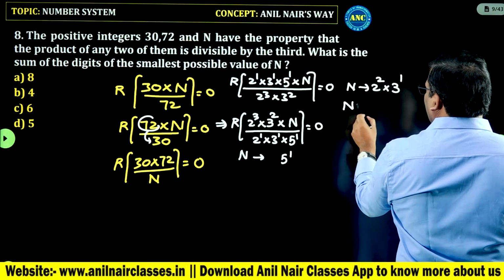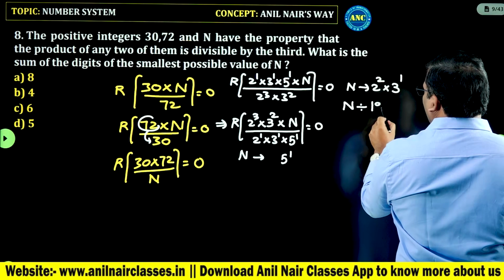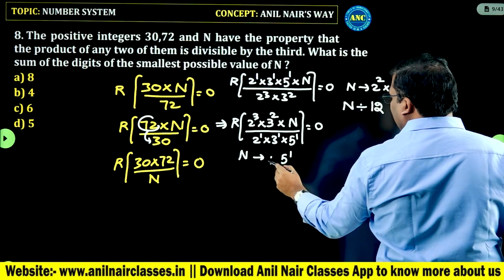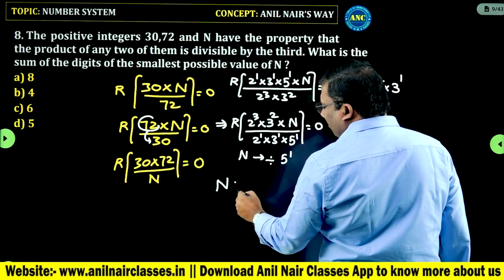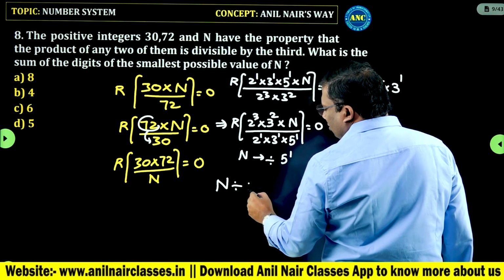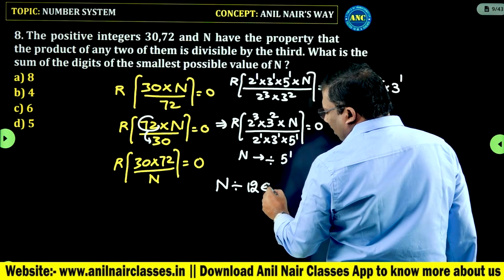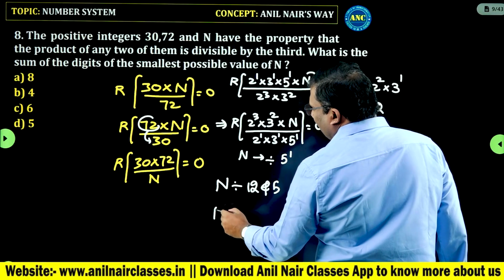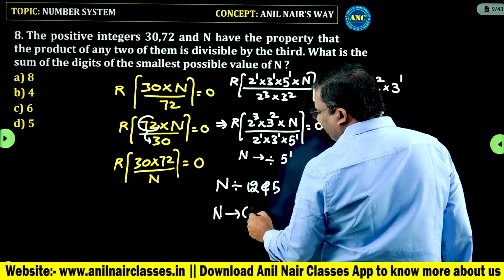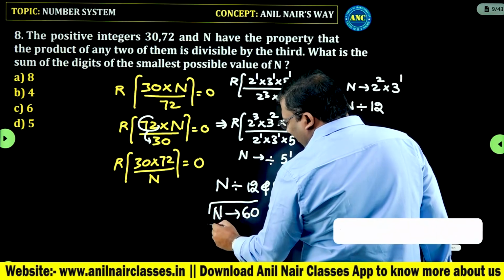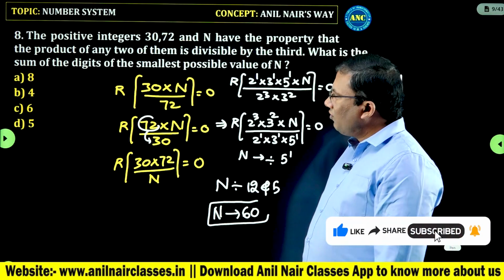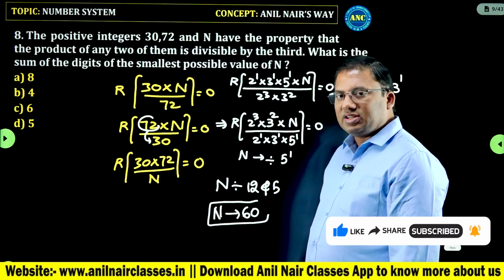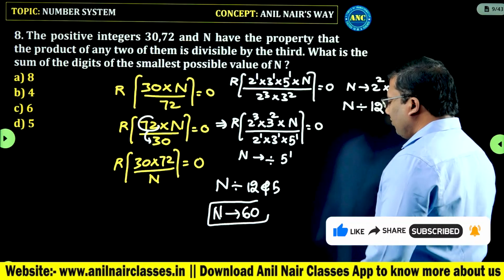That means n should be divisible by 12 and n should be divisible by 5. 12 and 5 give 60. So the value of n is 60. What is the sum of the digits of the smallest possible value?